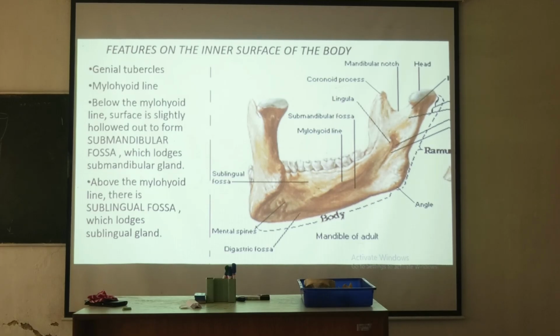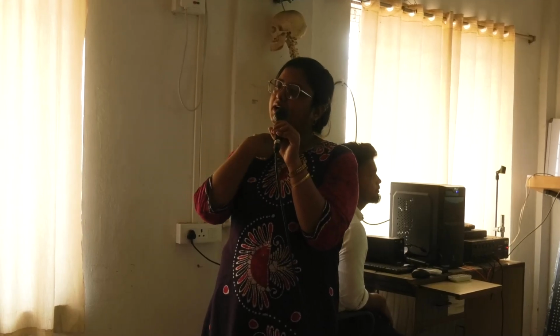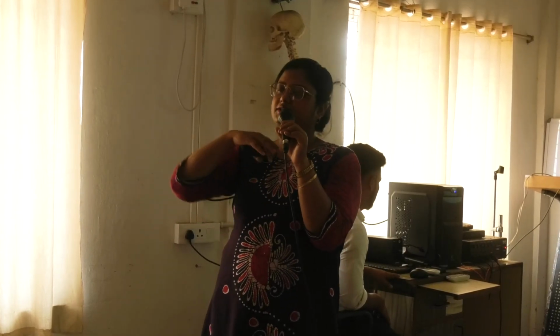So features on the inner surface of the body. See, the inner surface of the body contains the genial tubercles, mainly on the inner aspect of the symphysis, in the midline here. Okay, on the inner aspect there are two pairs of tubercles, a superior pair and an inferior pair. These are known as genial tubercles. The superior genial tubercles give origin to the genioglossus, going superiorly towards the tongue, and the inferior genial tubercles give origin to the geniohyoid, going towards the hyoid bone. Okay, the hyoid bone is located here, at the junction of the floor of the mouth and the front of the neck.